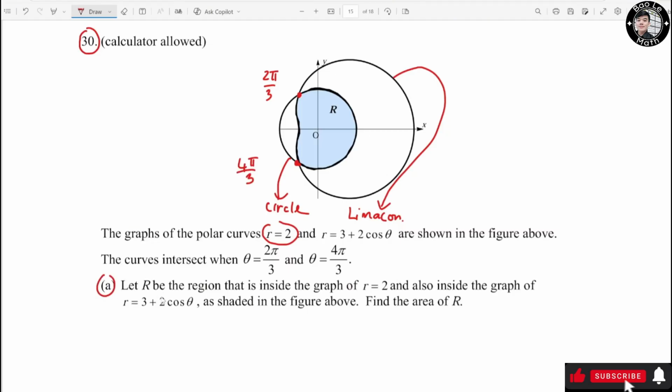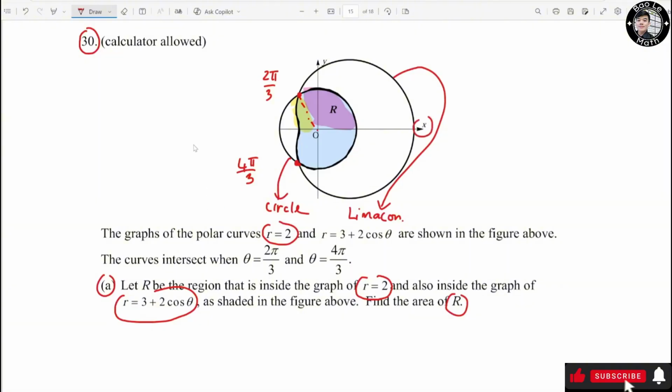Question A. Let R be the region that is inside the graph of the circle r equals 2 and also inside the graph of the limacon, as shaded in the figure above. Find the area of R. So we need to separate this into two regions. When you calculate the area of this one, you need to multiply by 2 because it is symmetric about the polar axis right here.